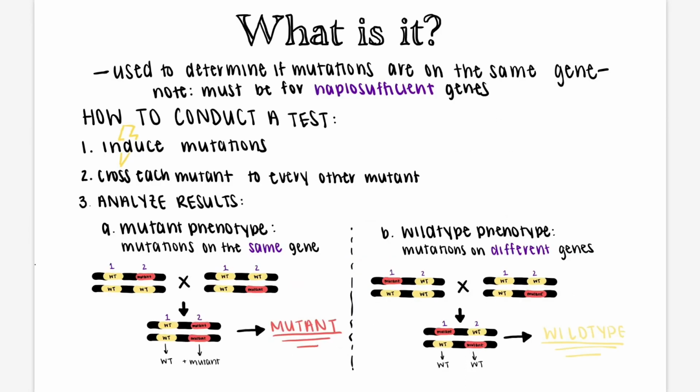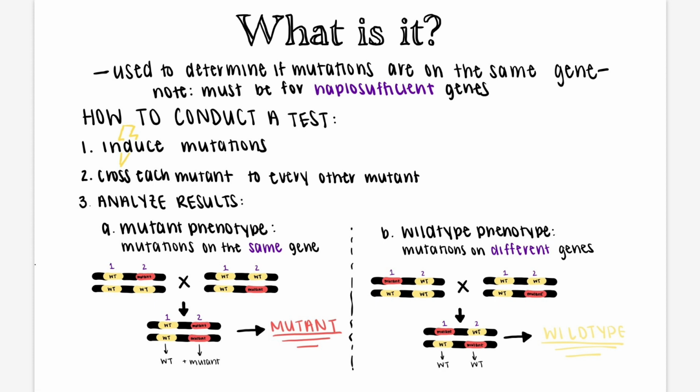So what are complementation tests? Complementation tests are used to determine if mutations are on the same gene. It's important to note that complementation tests must be done for haplosufficient genes. A haplosufficient gene only requires one wild-type copy to display a wild-type phenotype. Haplosufficient literally meaning one is enough.